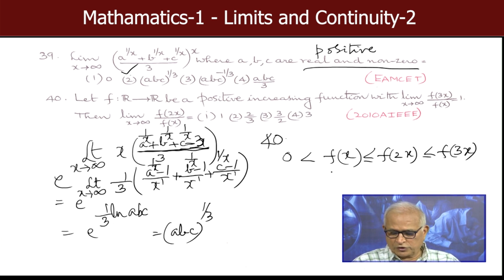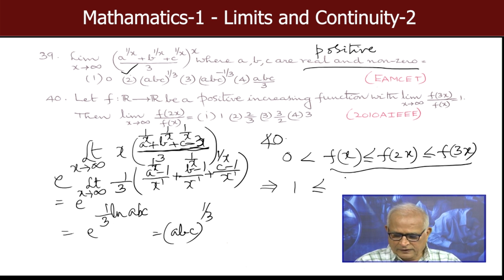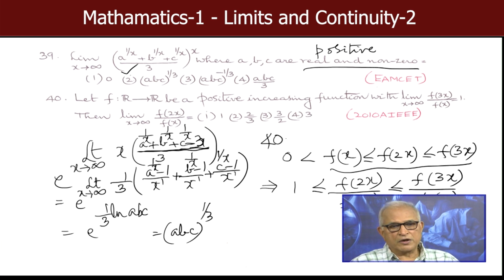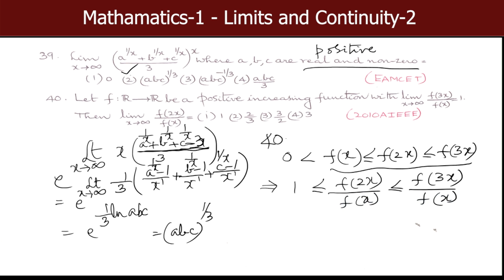సో f x is positive, but this is the relation between f of x and f of 2x and f of 3x. Divide throughout by this positive quantity f of x, 1 less than or equal to f of 2x by f of x less than or equal to f of 3x by f of x. Okay. So, this is what you can write using the hypothesis. Simply that f from R to R is a positive increasing function. దాని నుంచి మనం conclude చేయగలిగింది ఇది.